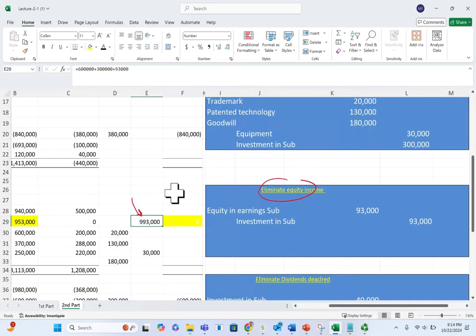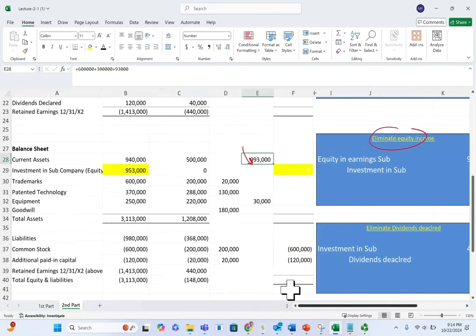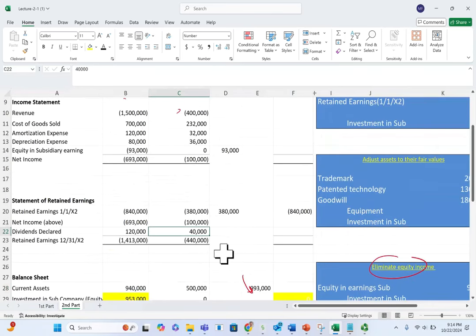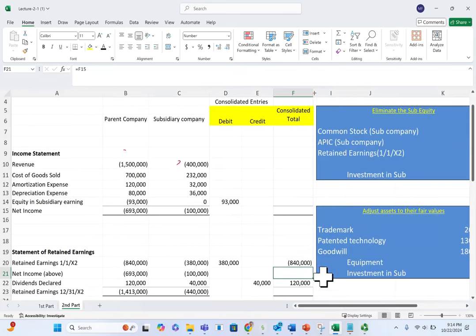Am I done yet? One more thing I have to do: I have to eliminate the dividend declared, because that's also an intercompany dividend. Remember, there's $40,000 of dividend declared, and that's coming to me. It's an intercompany dividend. It's taking the money from one pocket to the other pocket. I have to reduce it. I have to take it out. Therefore, what do I have to do? I have to credit dividend, $40,000. Okay, now what's going to happen is, what's left is 120. What's left in net income is going to be what's coming from above. We're going to see in a moment, but let me show you.